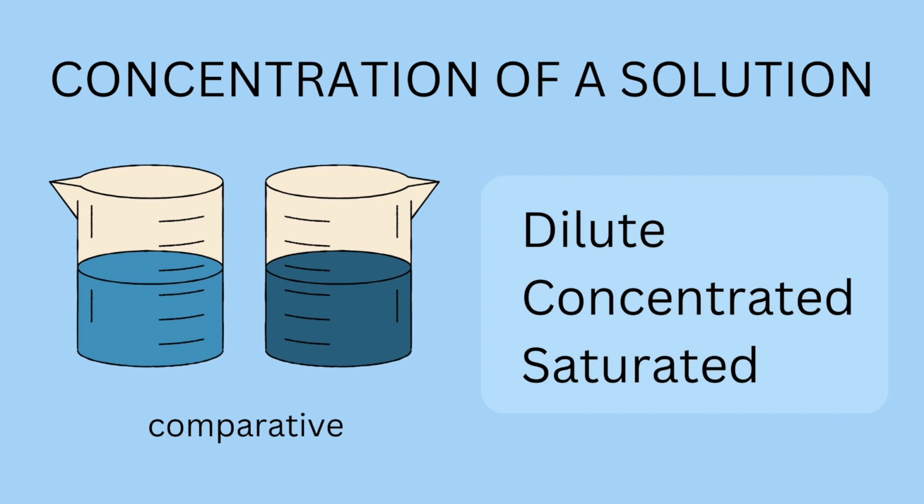So in this example, you could see that the first beaker is comparatively dilute when compared to the second beaker, because it has less solute in the same amount of solvent when compared to the second beaker. In other words, you could say that the second beaker is more concentrated when compared to the first beaker. So these are terms that you use to compare. These are comparative terms. So you can only use them to compare the concentration of the solutions.